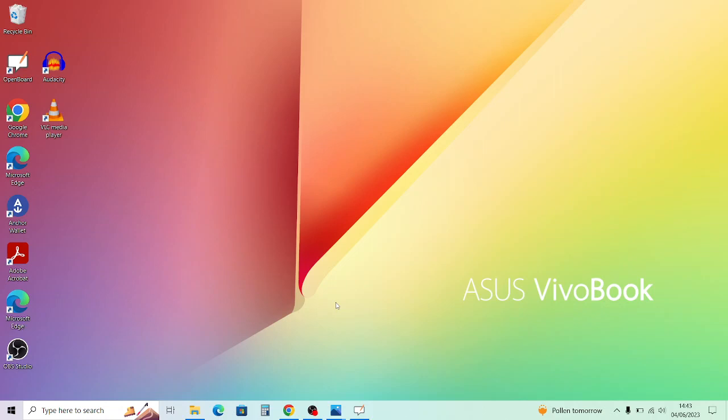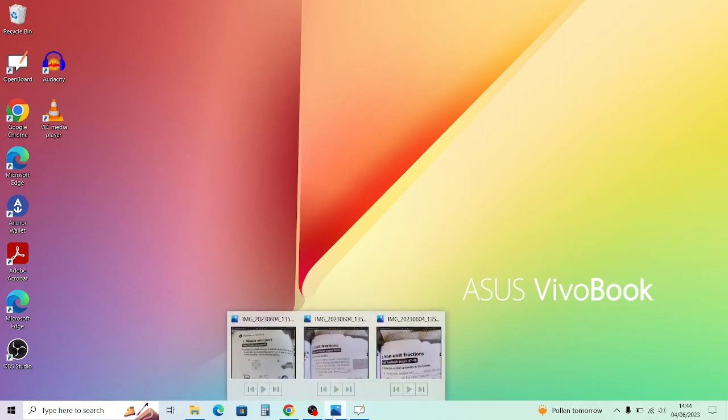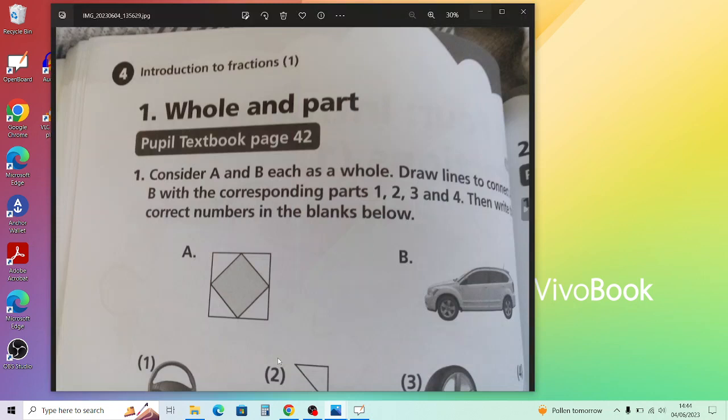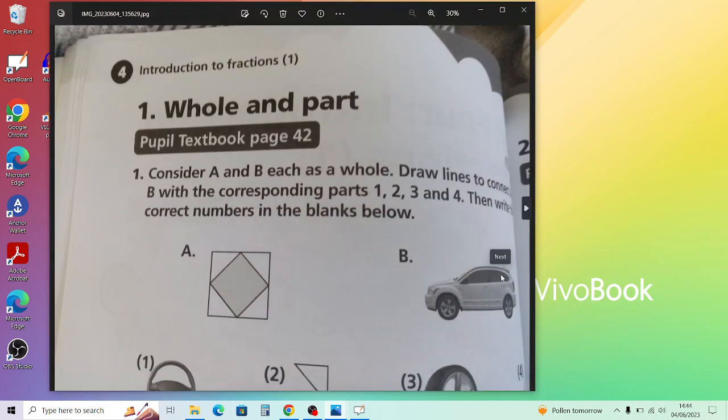Welcome to Unit 4, which is called Introduction to Fractions 1. This is the first time fractions are really mentioned, and this is in the Real Shanghai Mathematics Practice Book 3.2. This particular unit consists of 3 parts. The first one is called Whole and Part, and let's go with this.